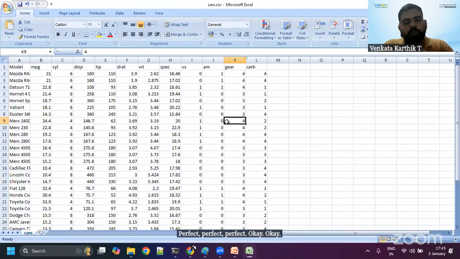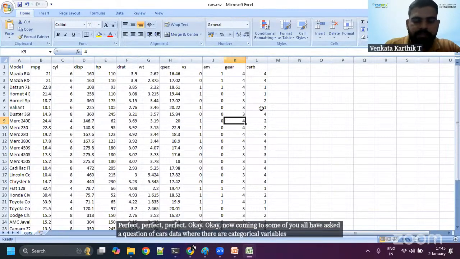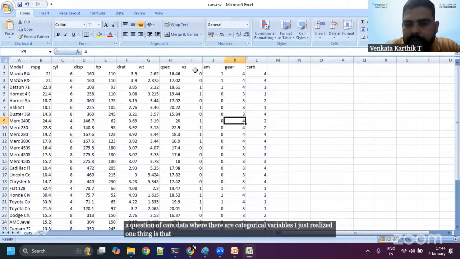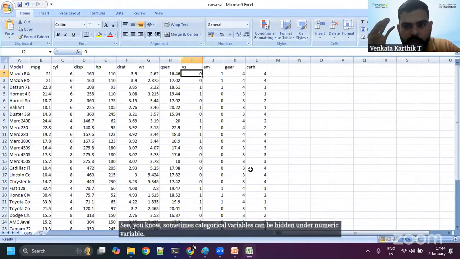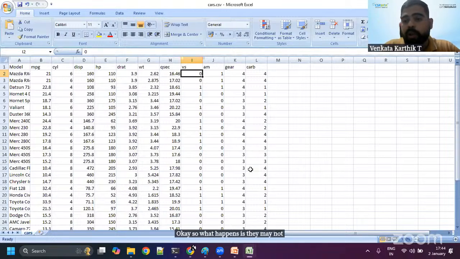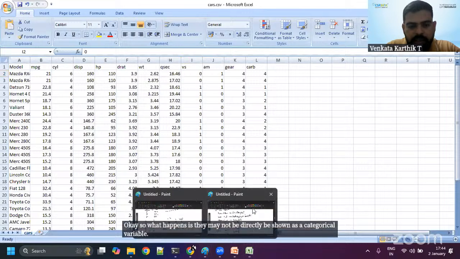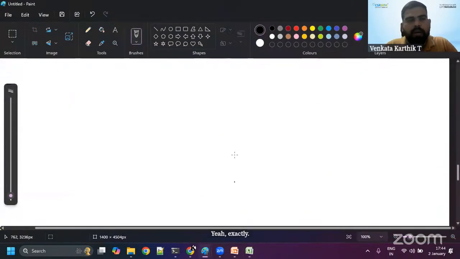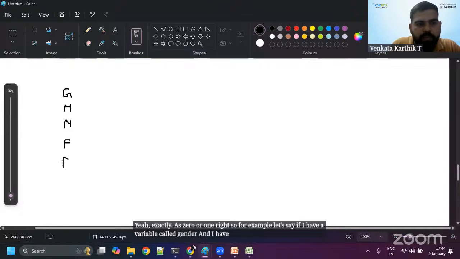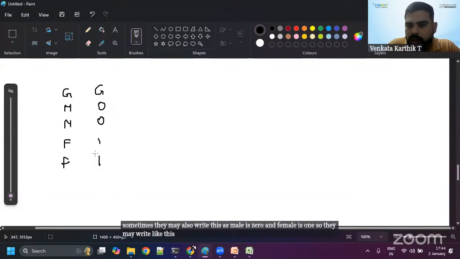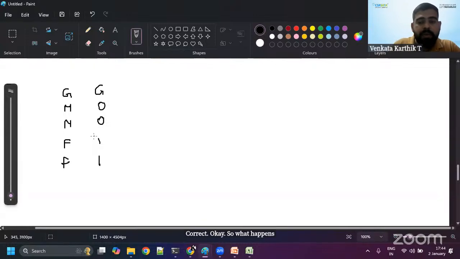Now, some of you have asked a question about the cars data where there are categorical variables. I just realized one thing, not a problem. Sometimes categorical variables can be hidden under numeric variables, so they may not be shown directly as categorical variables. For example, as a 0 or 1, right? Let's say I have a variable called gender with male, male, female, female; sometimes they may write male as 0 and female as 1. So they may not be directly visible as categorical variables.